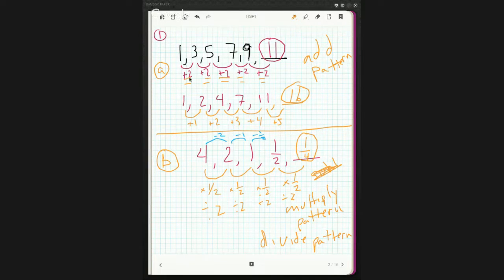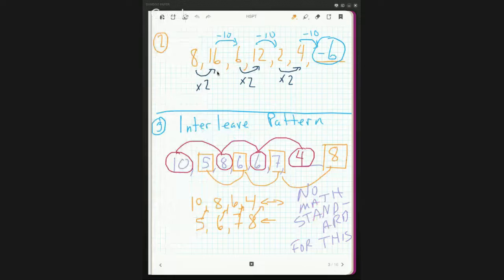And sometimes it's not an add pattern. You've got to look at a divide or a multiply pattern. The second thing you might see is every other number or every other set of numbers will have one pattern. So going from 1 to 2, you'll multiply by 2, 2 to 3, -10, ×2, -10. You'll go back and forth between numbers.